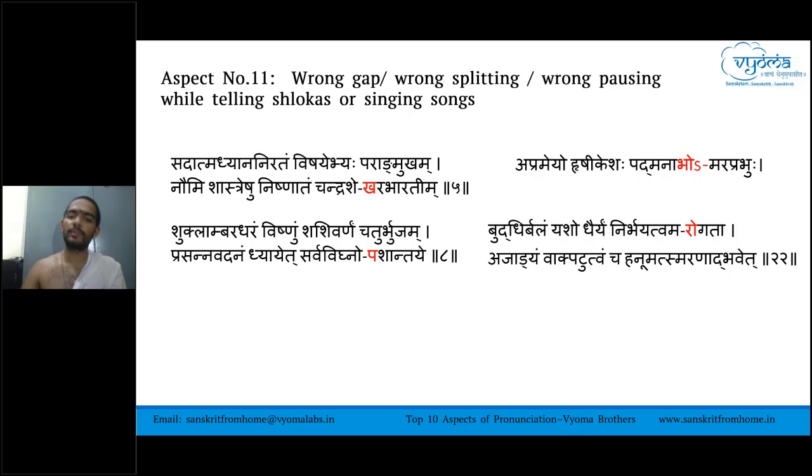The last aspect is about wrong splitting, where we split some things wrongly. These are all usual shlokas. What happens is, because of the raga, because of the way we have been taught, where we have learned it in childhood, we don't know the splittings or where the words split. For example, the first shloka, Naumi Shastreshu Nishnatam Chandrasekhara Bharati. This is a shloka on Chandrasekhara Bharati, Jagadguru of Sringeri. Many people say Chandrashe Khara Bharati. The Chandrashe has no meaning. Khara will mean donkey, but that is not the meaning we want. We want Chandrasekhara Bharati as the right split. You should not split it like that.